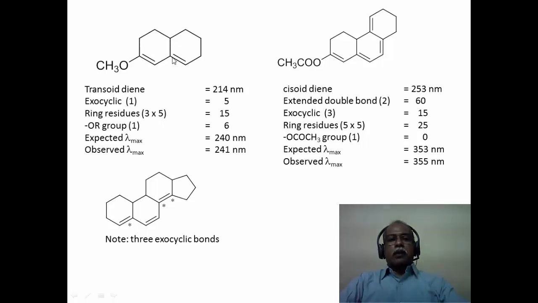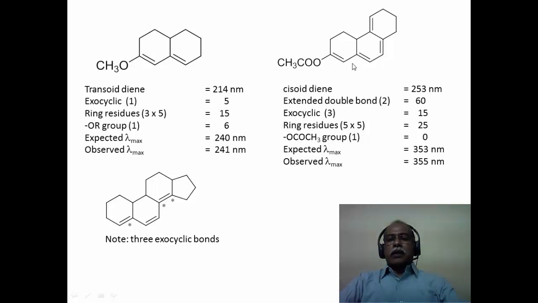So totally there are 3 ring residues, corresponding to this carbon substituent here, this carbon substituent here, and this carbon substituent here. For each ring residue, it is a 5 nanometer increment. So 3 times 5 is a 15 nanometer increment. There is a methoxy substituent on the double bond that is contributing about 6 nanometers. So overall, if you add up these numbers, it comes to 240 nanometers based on the empirical additivity rule. The observed lambda max is pretty close to the expected value.